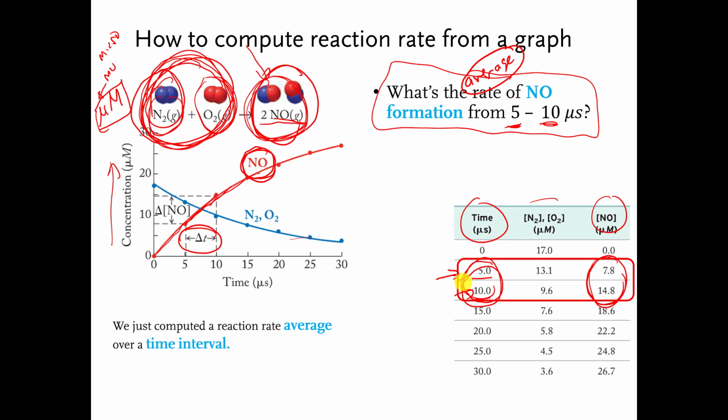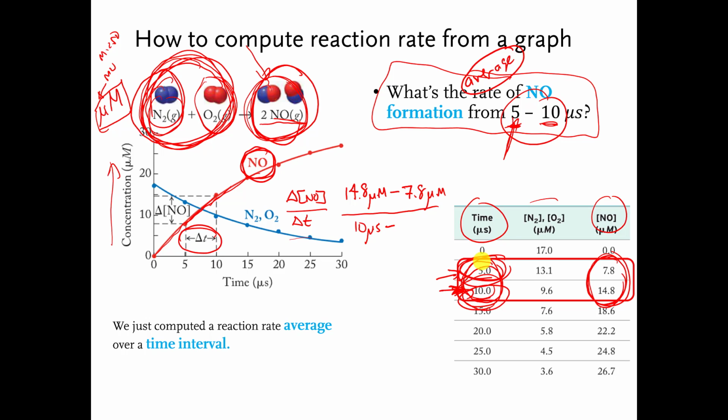So to do that, we would do 14.8 micromolar minus 7.8 micromolar. That is delta NO concentration. And then we have to divide it by how much time went by, which is delta time. So we have to do the final time. In this case, they care between 5 and 10 microseconds, so our final time is 10 microseconds, minus the initial time that they care about, which is 5, so minus 5 microseconds. So this is going to be our rate once we simplify it.